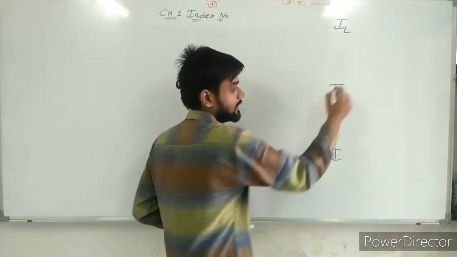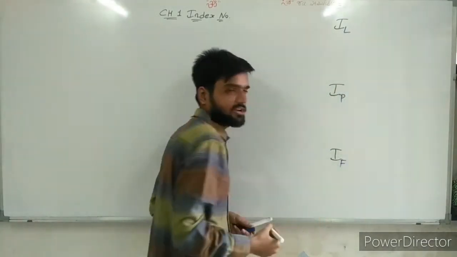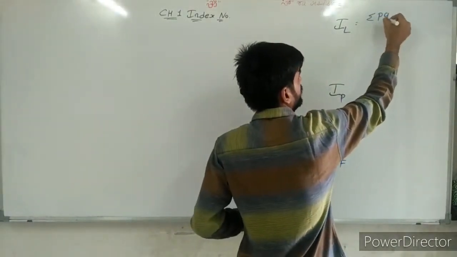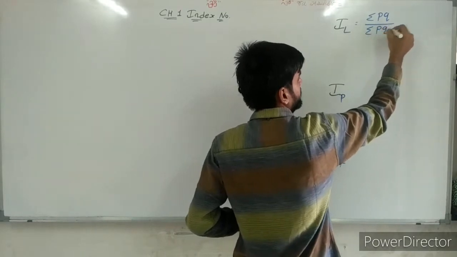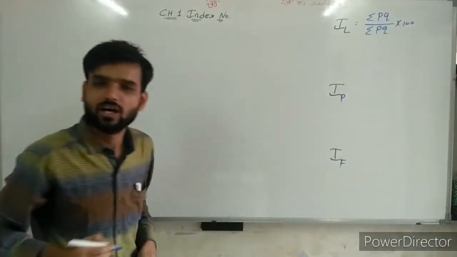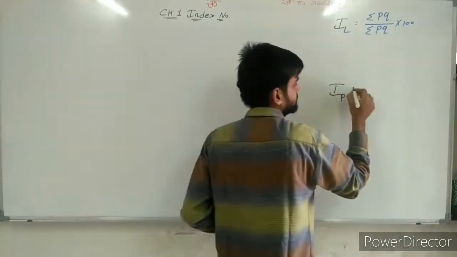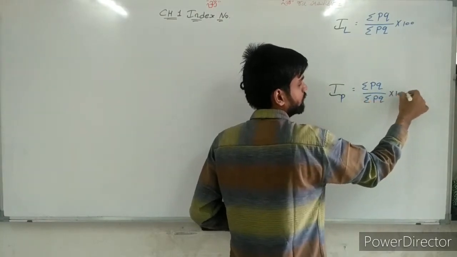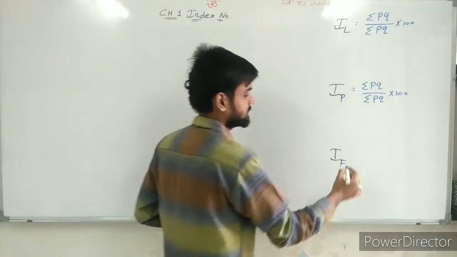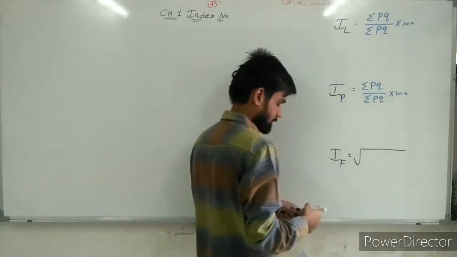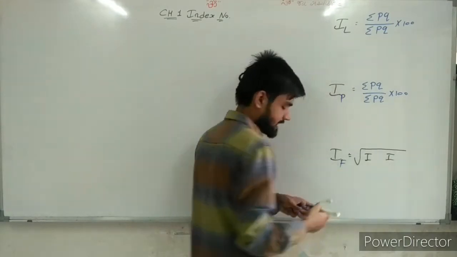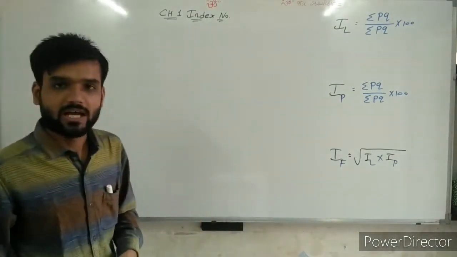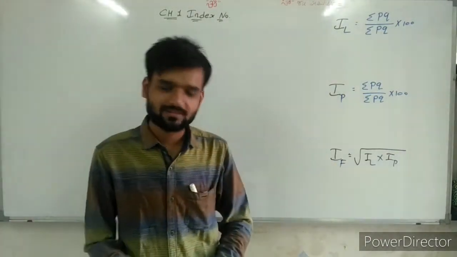Laspeyres means IL, Paasche means IP, Fisher means IF. Going ahead, sigma PQ upon sigma PQ into 100. Same way, sigma PQ into 100. And the last one, under root, Laspeyres and Paasche index numbers multiplied, Laspeyres into Paasche, and its root becomes the Fisher index number.